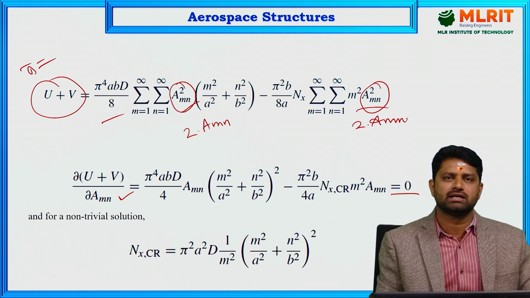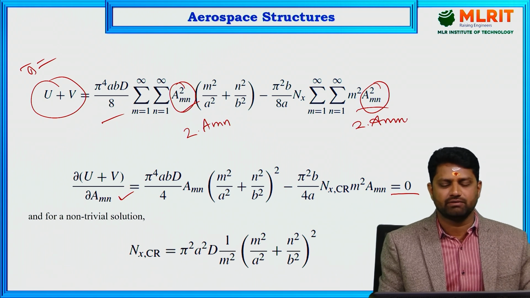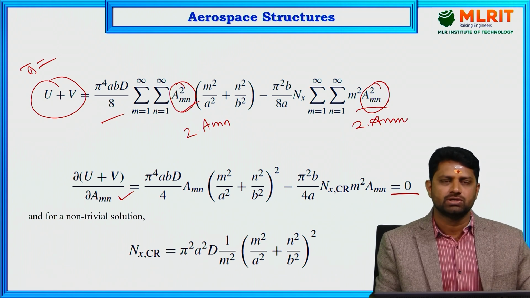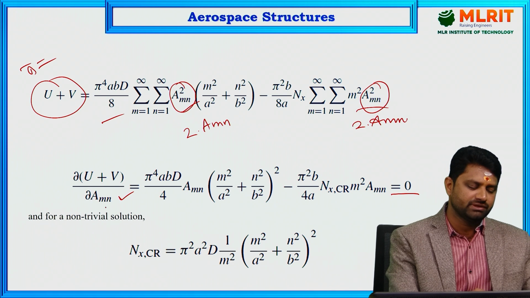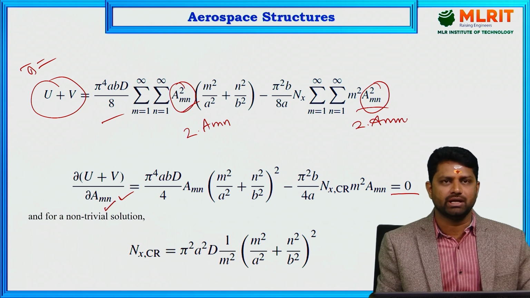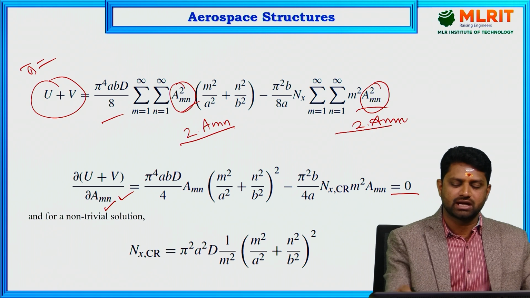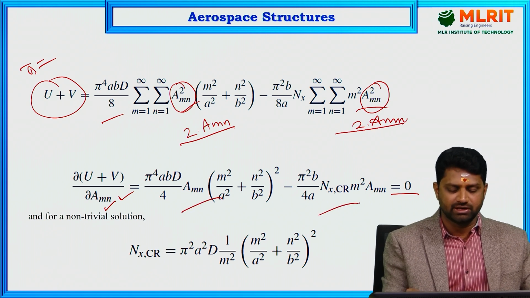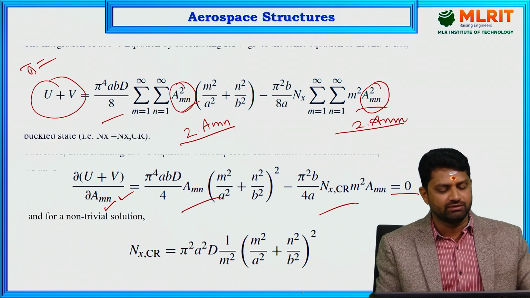It is just like differentiation of x square with respect to x, where you get 2x. Similarly, differentiation of u plus v with respect to amn gives 2 amn. So these were the two changes that we are going to substitute here, and we will try to reduce the form of the equation.